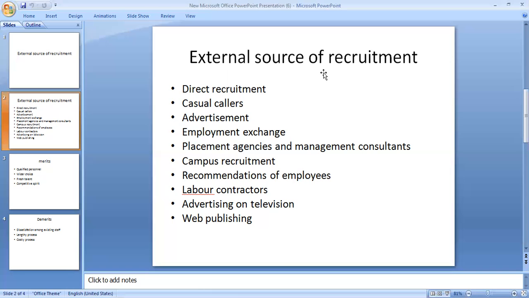And the next one is quite similar to this, the placement agencies and management consultants. Here it is specifically meant for technical and professional areas. Most of the professionally oriented management organizations have come forward to organize these consultancy agencies. They act as a mediator between the bigger organizations and the public, that is, the candidates who are seeking jobs over there.